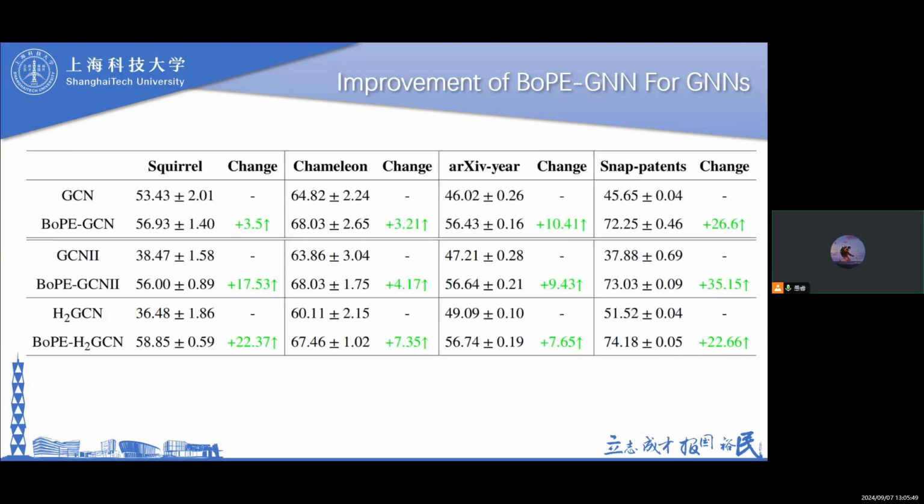To further verify the applicability of BOP-GNN to other graph neural networks, we compare GCNII and H2GCN with their respective BOP-enhanced versions. It can be seen that BOP-GNN effectively improves the classification accuracy of these graph neural networks on heterophilic graphs.